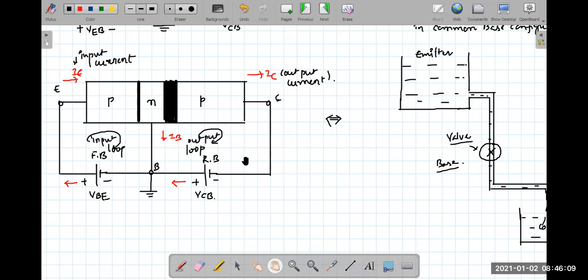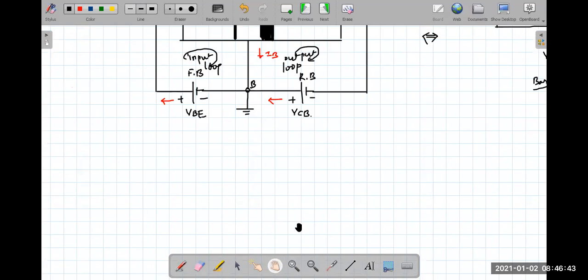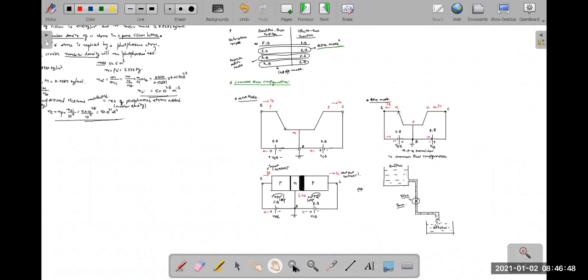So for that reason, we'll split this into two separate cases. In fact, we are very well aware of how to solve one junction at a time. We are very well thorough with the forward bias mode, a diode under forward bias and a diode under reverse bias. So if I split this transistor, I'll get two diodes: one is a PN junction diode which is forward biased, the other is an NP junction which is reverse biased. Let's try to split it into two junctions and comment on it.